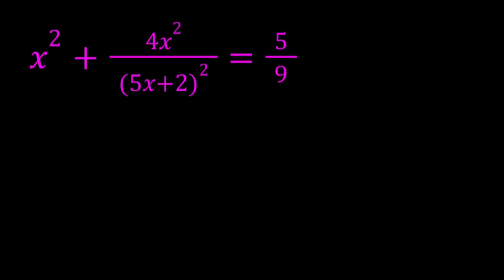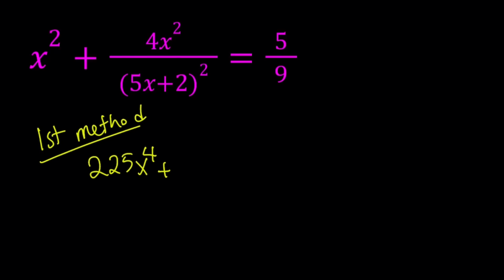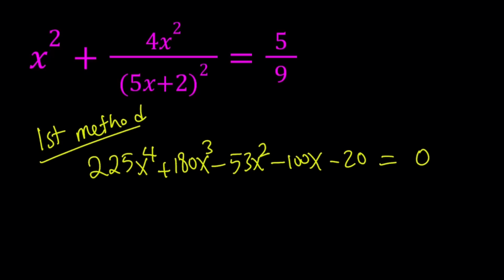So first method, I'll be presenting two methods. My first method is basically make a common denominator, expand everything, do the work, and come up with a quartic equation. And this is what the equation looks like. To keep a long story short, if you do all of that, you're going to get 225x to the fourth power plus 180x to the third power minus 53x to the second power minus 100x minus 20 equals 0. This is a quartic equation. Good luck solving that. But this equation has two real solutions.